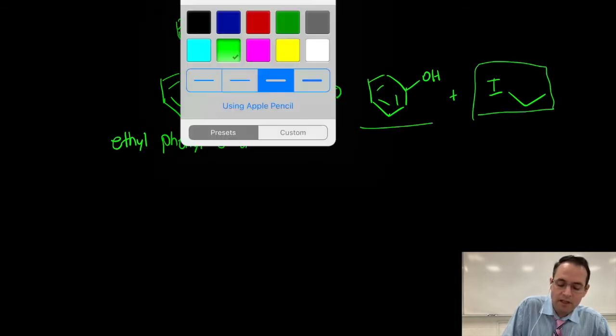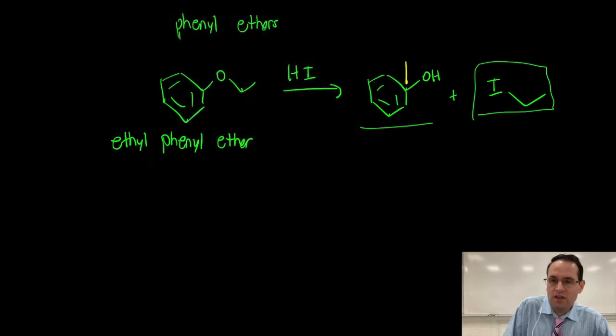So that part we're kind of familiar with, but here we stop. And the reason why is because this carbon here is sp2 hybridized. And there's no SN2 or SN1 chemistry that efficiently happens on sp2 hybridized carbons.